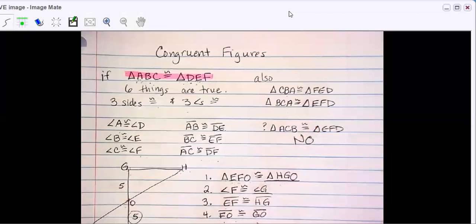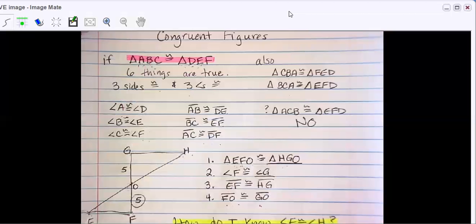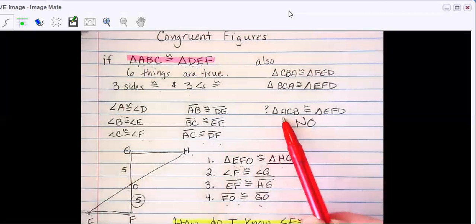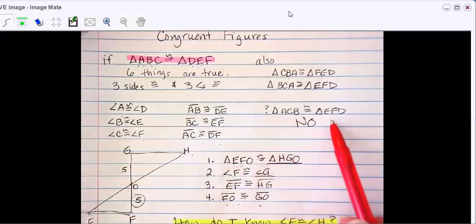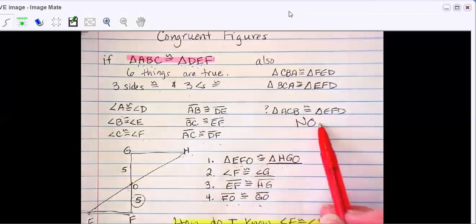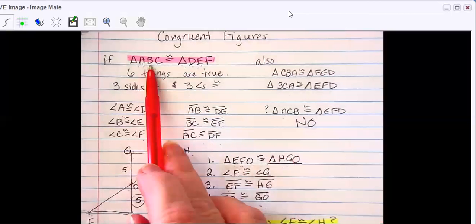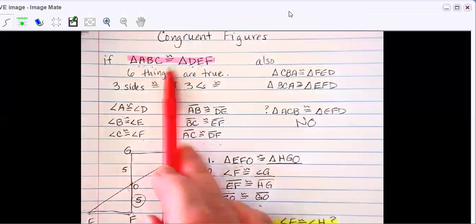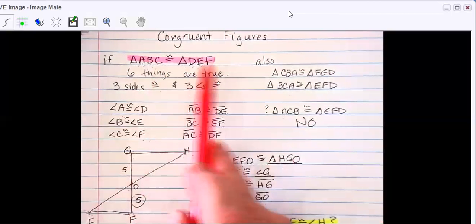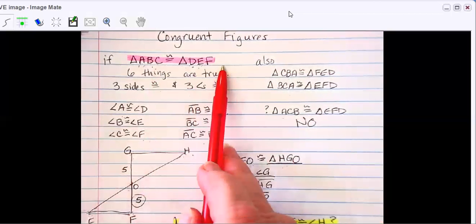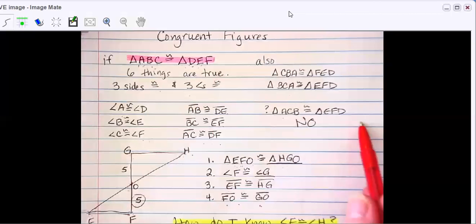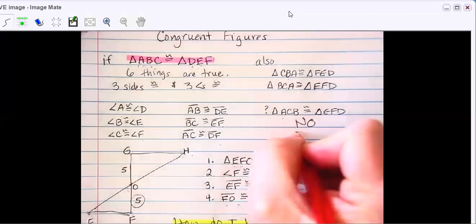But when you get to something like this question, is it okay to write triangle ACB is congruent to triangle EFD? Well, if you notice, those don't match. ACB, I took the middle one out and put it on the end. This one, I'd have to take the middle one out and put it on the end. So that would be DFE, and that's not EFD. So that answer is no, those are not congruent.